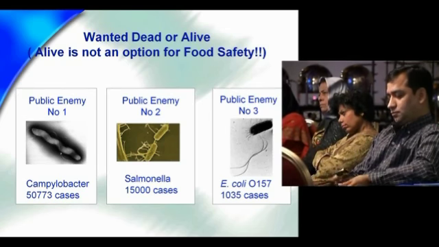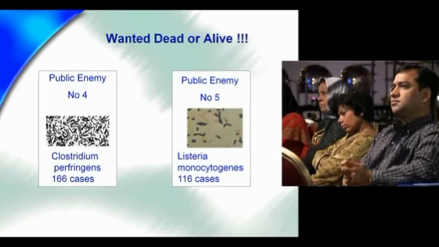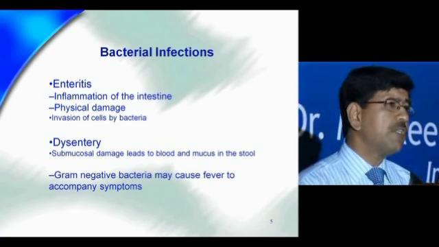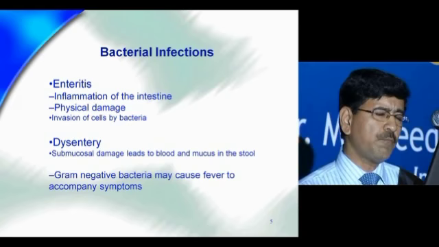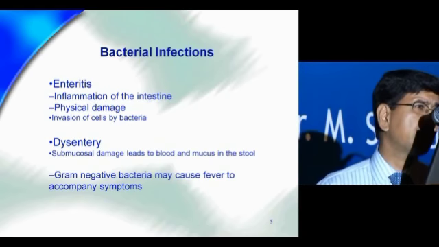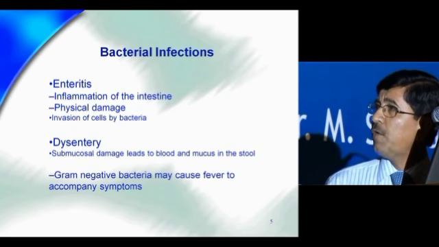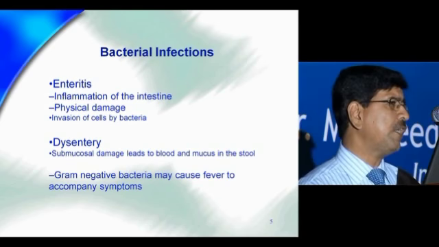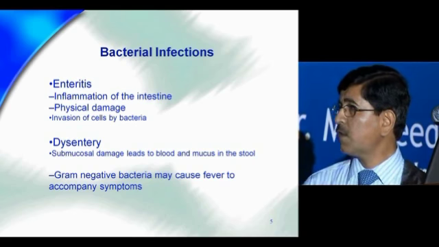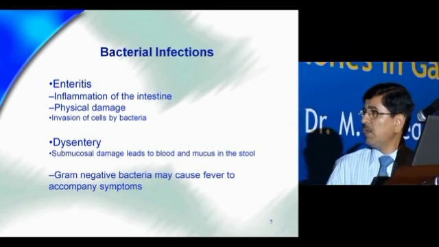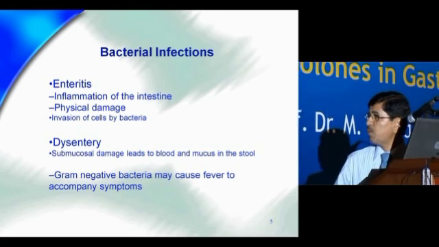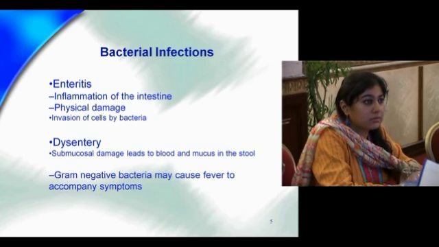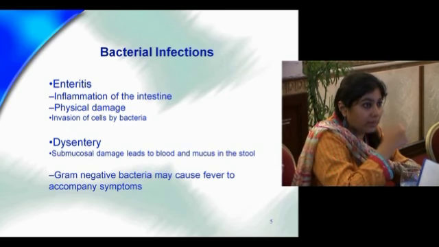The various infections which we can get present as enteritis, which is inflammation of the intestine, which may cause physical damage by the invasion of the cells of the intestinal epithelium. Dysentery is damage to the submucosa, which leads to the opening of the blood vessels, and therefore the person would present with blood and mucus in the stool. Gram-negative bacteria may cause fever as an accompanying symptom when they get infected.